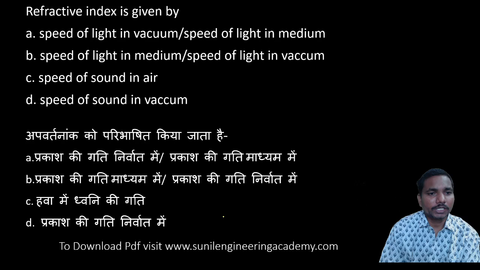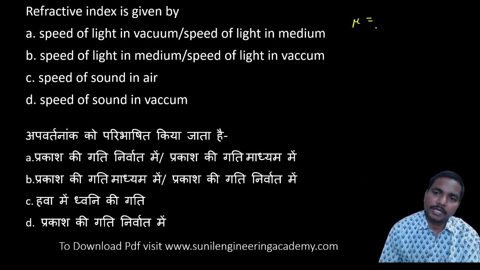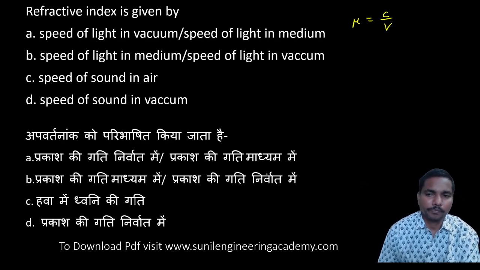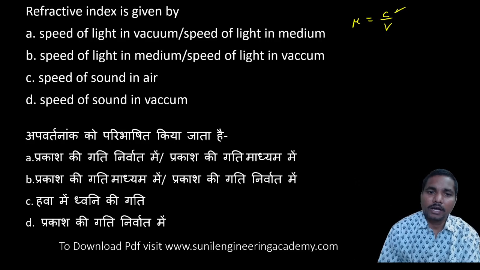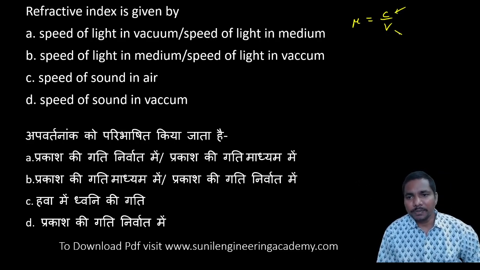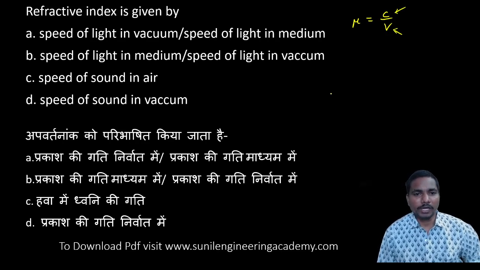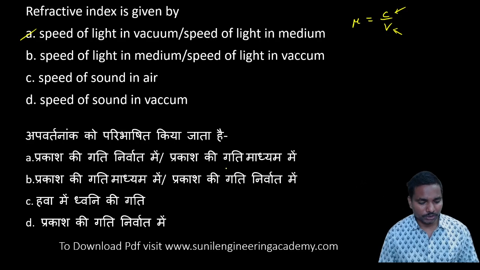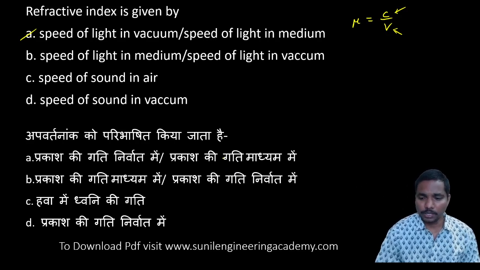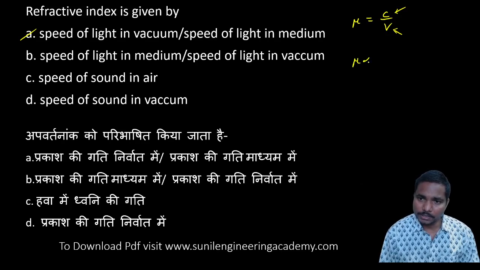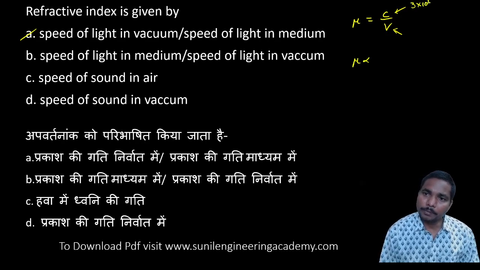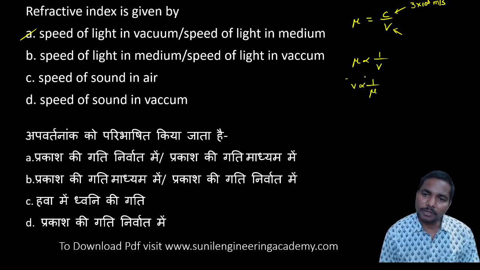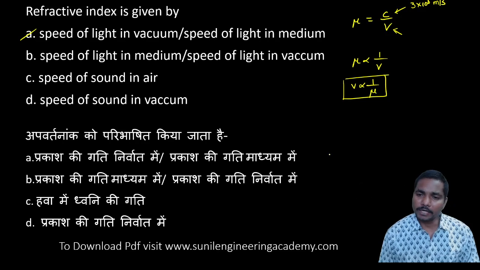Coming to the next question, refractive index is dash. Refractive index is denoted by the letter mu, that is equal to C by V. C is the speed of light in vacuum by speed of the light in medium. So vacuum by medium. So answer is option A. Remember that C is 3 into 10 power 8 meter per second. That is a constant. So mu is inversely proportional to V. V is inversely proportional to mu. So speed of light depends upon refractive index.